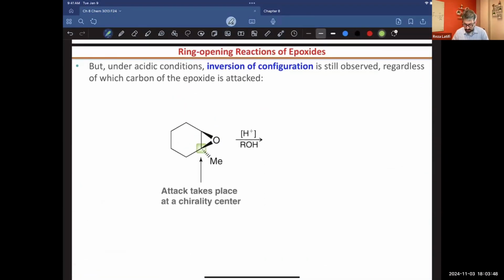So here, I have an epoxide, and in one case I have, let's see, 1, 2, 3. This is our configuration, and the next one is going to be 1, 2, 3. That's going to be S configuration. So I got R and S configuration. Now I'm going to run the reaction under acidic condition.